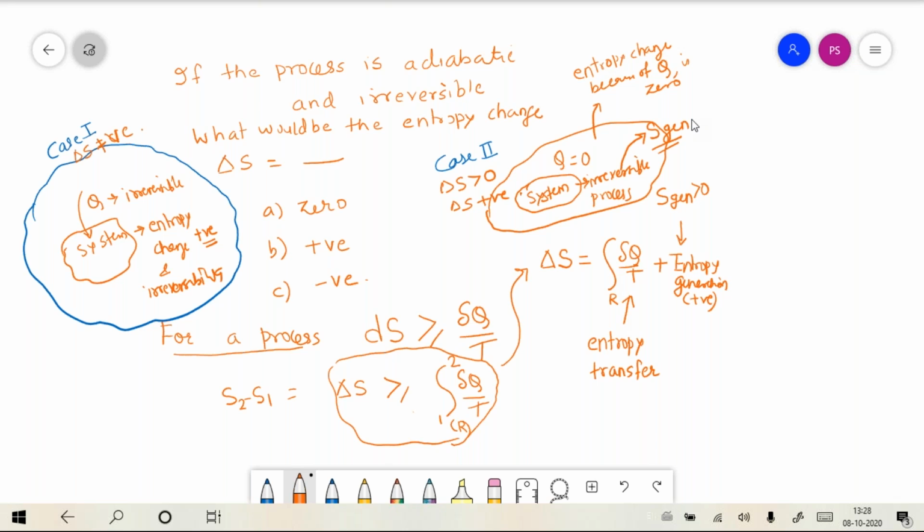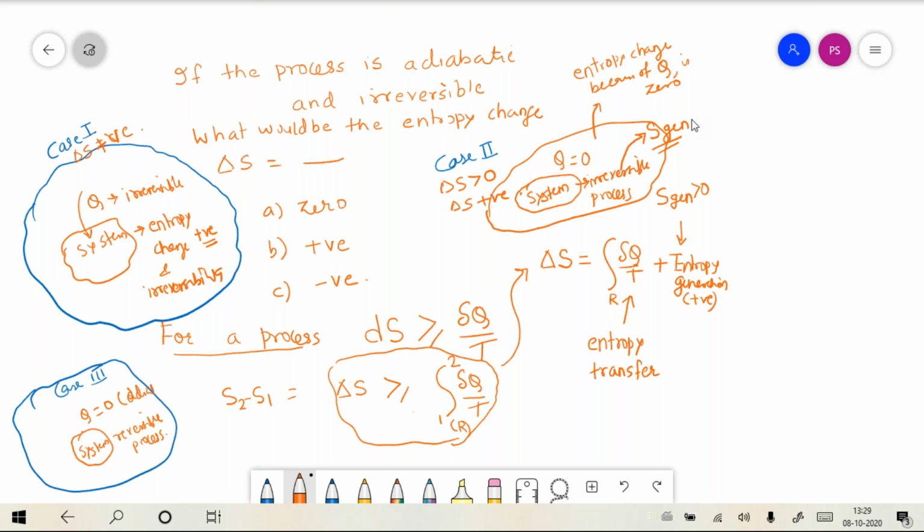Case three. We are talking about a certain system. There is no heat transfer, and the system is undergoing a reversible process. So the system is adiabatic because there is no heat transfer, and the process is reversible.